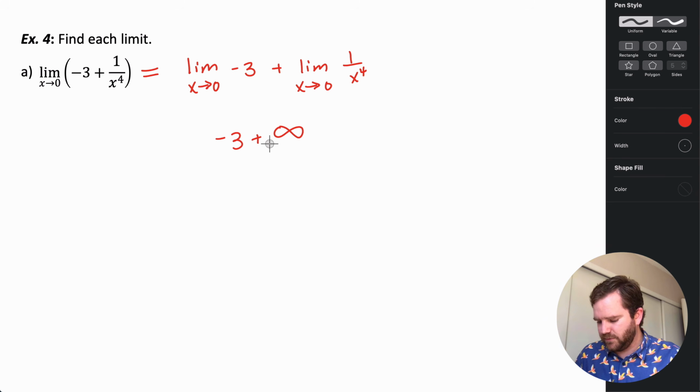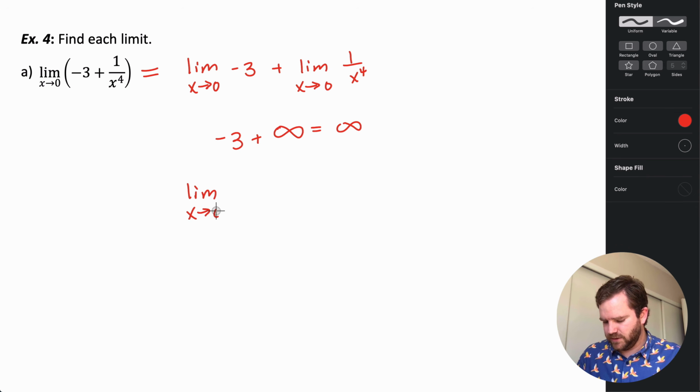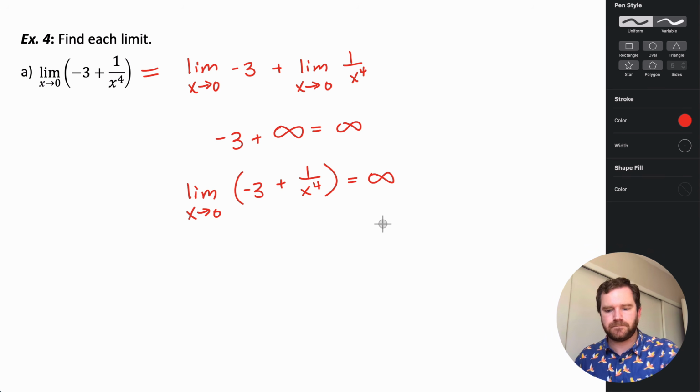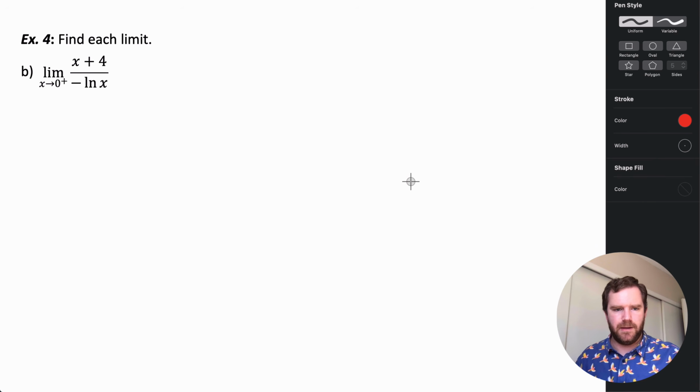So this is -3 plus infinity. And remember, when you add or subtract some number from infinity, then you just get infinity as your limit. So that means the limit as x approaches 0 of -3 plus 1 over x to the 4th would be infinity. Let's take a look at part B.